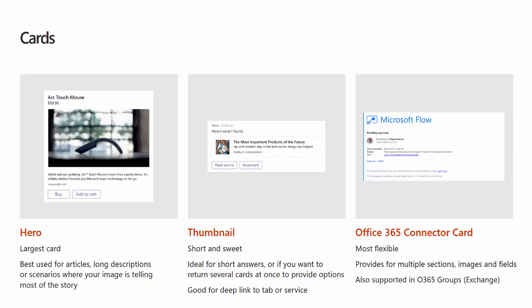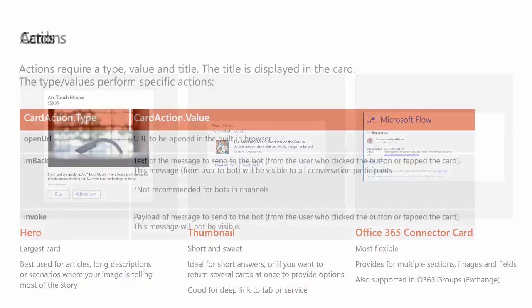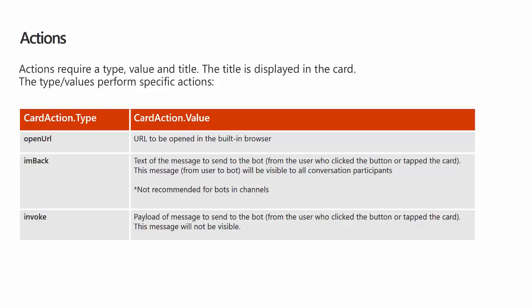You'll notice that each of these cards has buttons at the bottom, right? And these are links, and those links are called actions. Activity objects that are passed back and forth as part of a conversation can also have an action. And there are 3 types of actions supported in Microsoft Teams. We can open a URL, we can send a message back to the bot, or you can invoke a payload, which is basically a post to a web service.